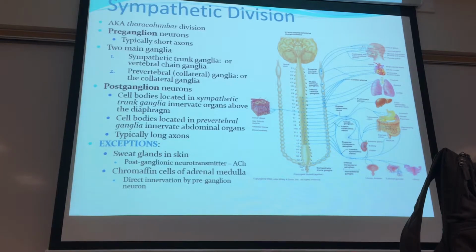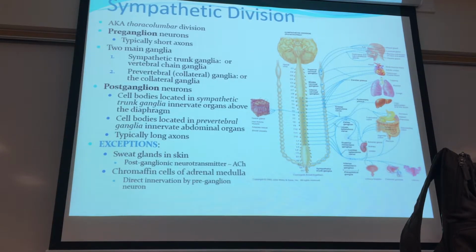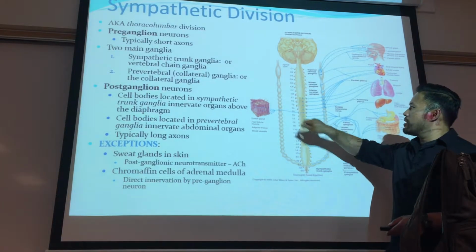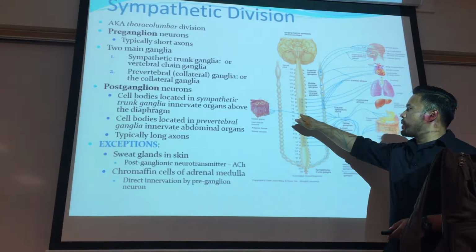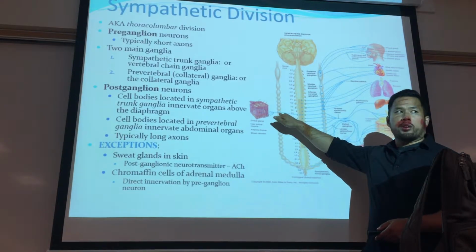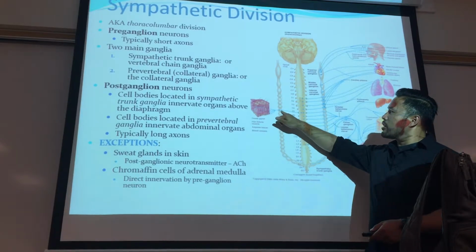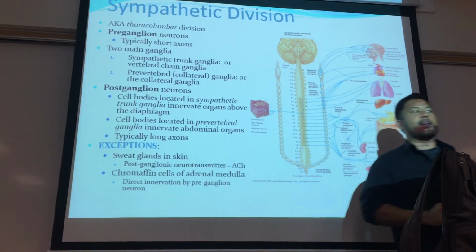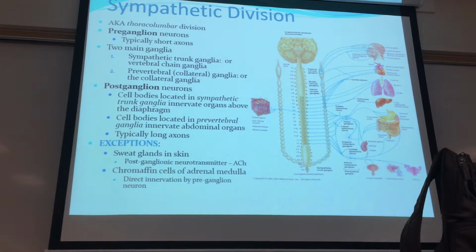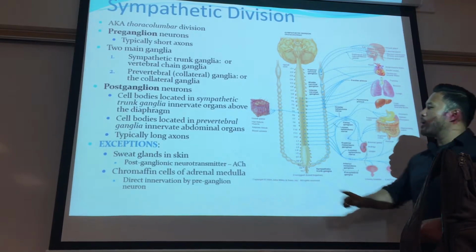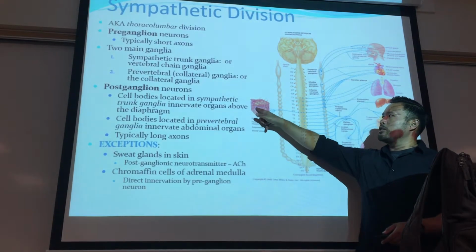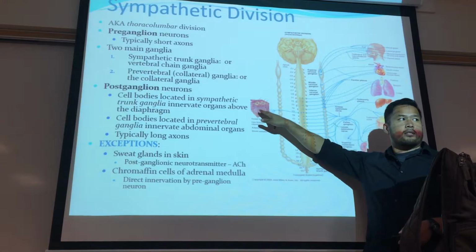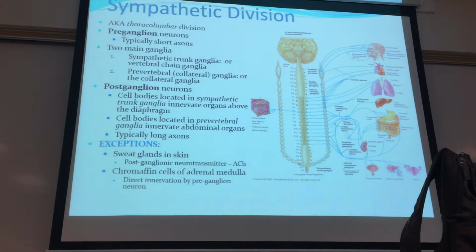Now the other thing is to take a look at T5. T5 you can see on the other side, starts from the spine, travels to the sympathetic trunk ganglion. Our postganglion neurons travel directly to the sweat glands. And the sweat glands, the postganglion neurotransmitter is going to be acetylcholine. And again, I'll talk about the neurotransmitters in a bit.